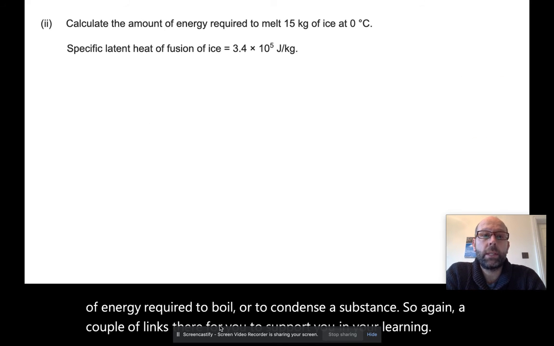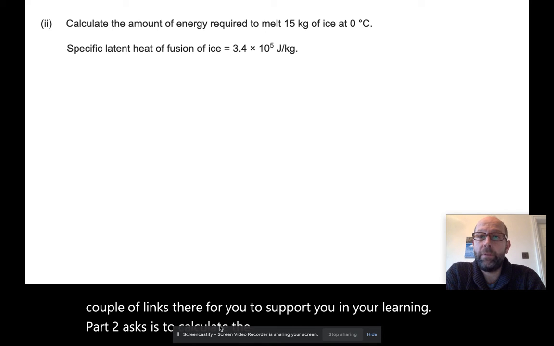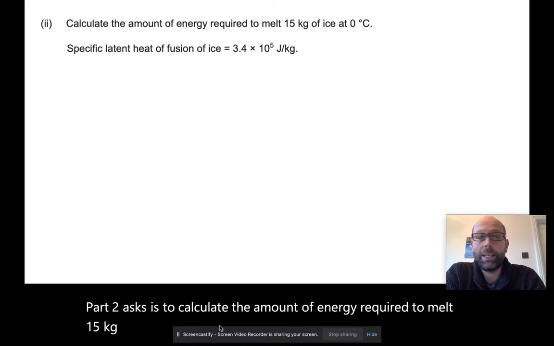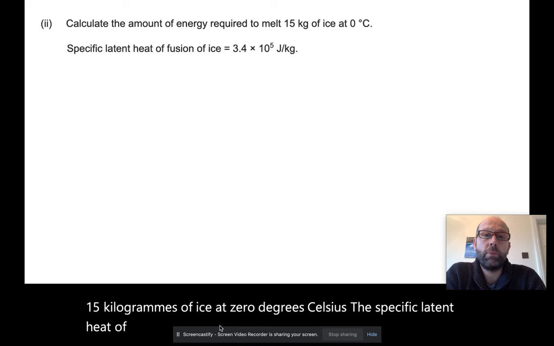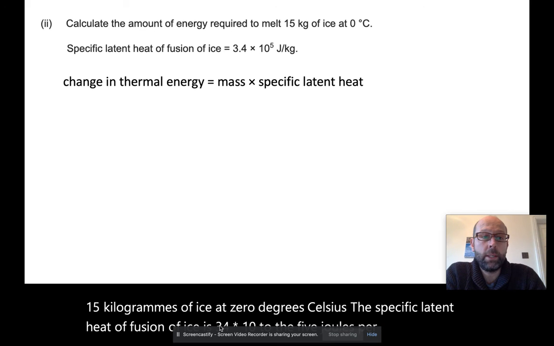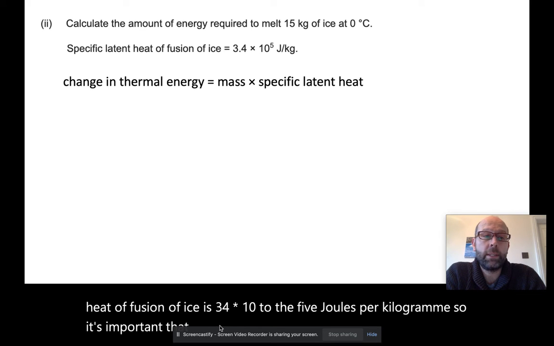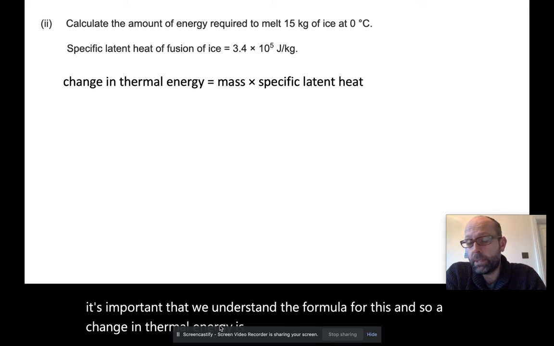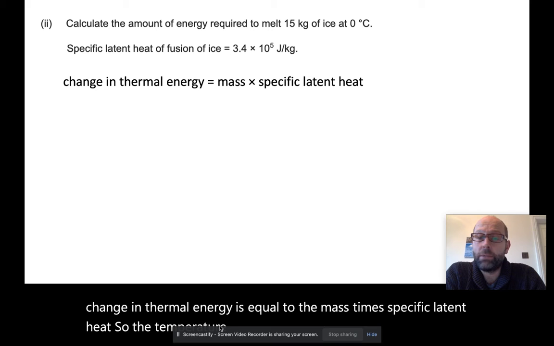Part 2 asks us to calculate the amount of energy required to melt 15 kilograms of ice at 0 degrees Celsius. The specific latent heat of fusion of ice is 3.4 times 10 to the 5 joules per kilogram. So it's important that we understand the formula for this. A change in thermal energy is equal to the mass times the specific latent heat. So the temperature is really not playing a part there, it's a distractor.